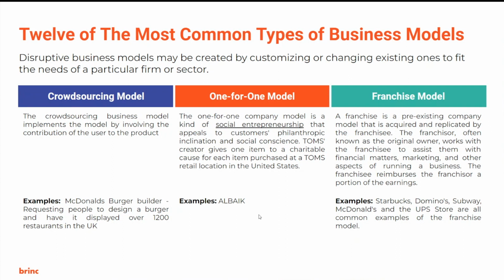Why not open them in Bahrain? So I go to Al-Baik and tell them, guys, I want to franchise your company in Bahrain. What I do is I pay them to license their recipes, to license the menu, to license the brand itself, and to get the machinery and other such things in order for me to sell Al-Baik's products in Bahrain. That's overall what the franchise model is.